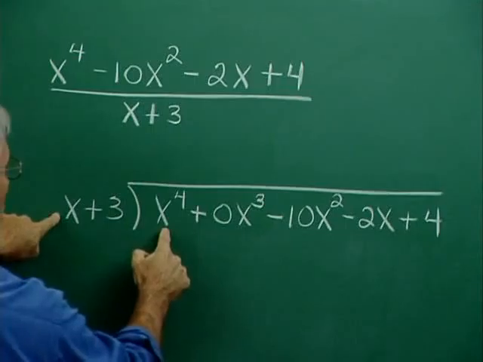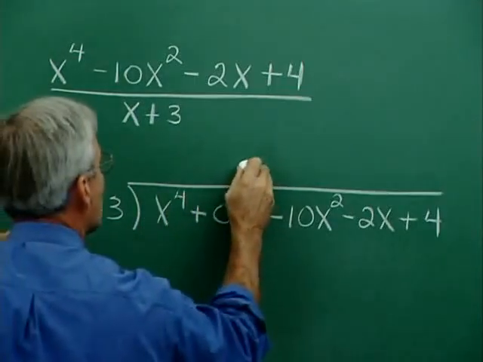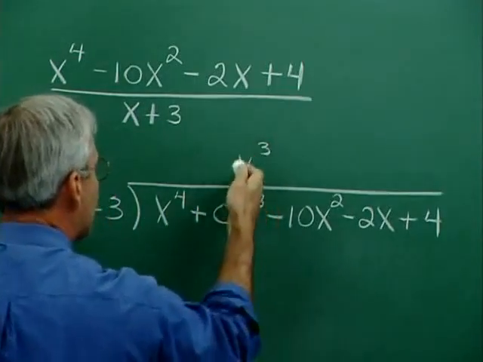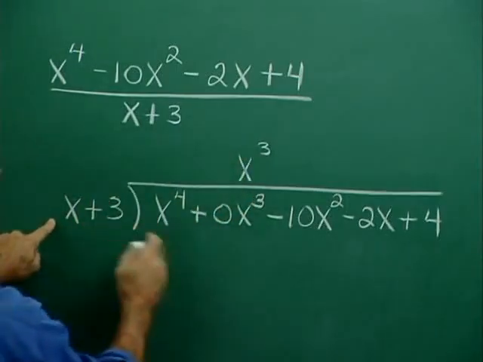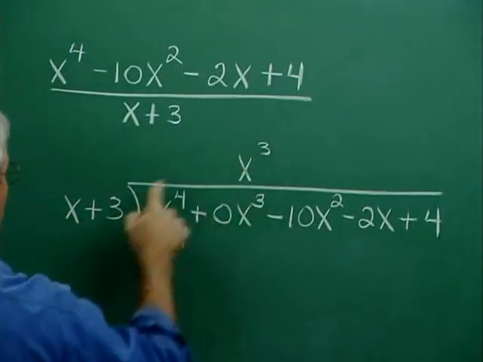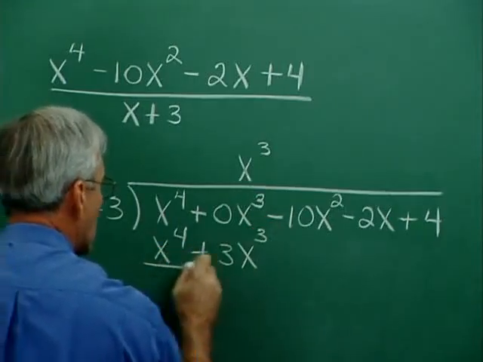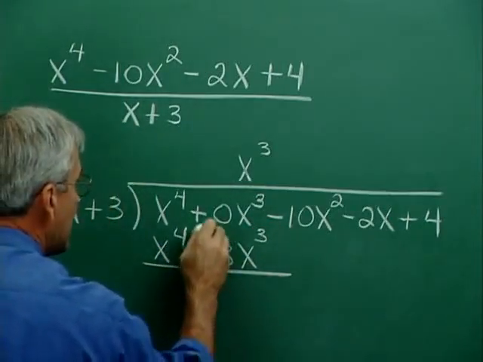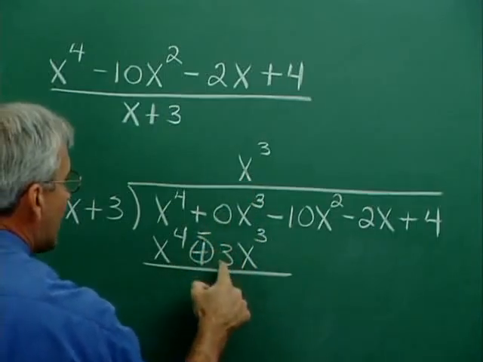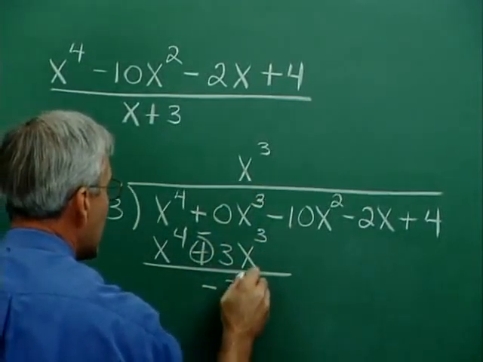X into x to the fourth goes x cubed times. So we write x cubed here under the term of the same degree. X cubed times x is x to the fourth. X cubed times 3 is 3x cubed. Draw the line and subtract. Change the sign and collect. 0x cubed minus 3x cubed is minus 3x cubed.